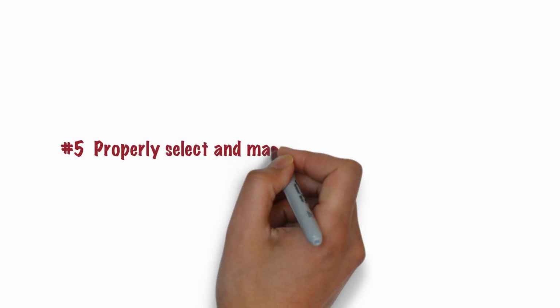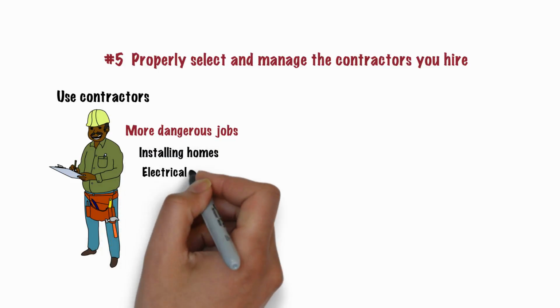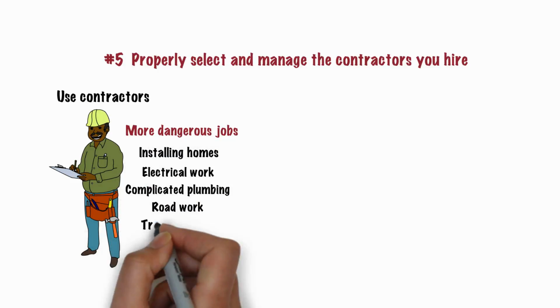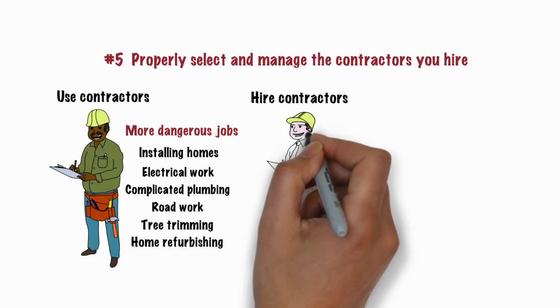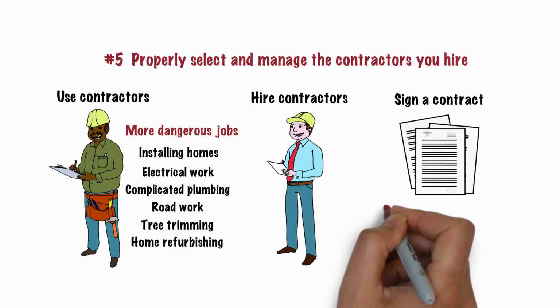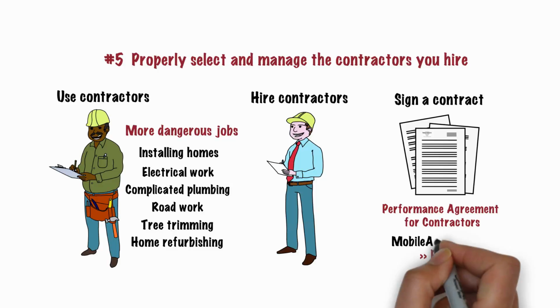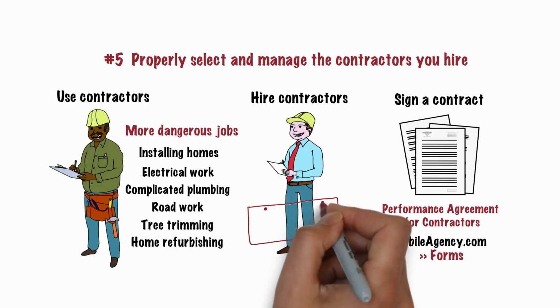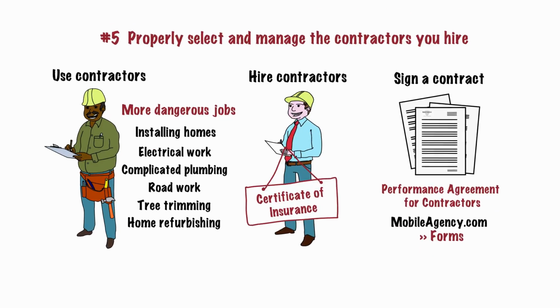5. Properly select and manage the contractors you hire. First, use contractors instead of employees for complicated or more dangerous jobs, such as installing homes, electrical work, complicated plumbing, road work, tree trimming, and community-owned home refurbishing. Second, hire contractors with good references. Third, require every contractor to sign a contract, such as our Performance Agreement for Contractors, located under the Forms tab of our website, mobileagency.com. And finally, have contractors provide you a certificate of insurance that proves that they are properly insured.